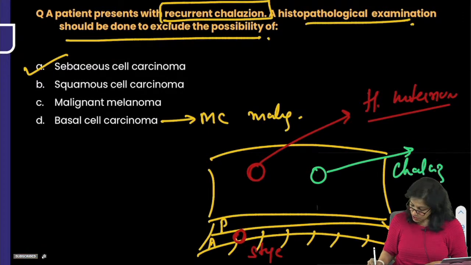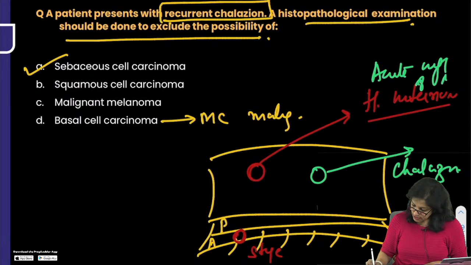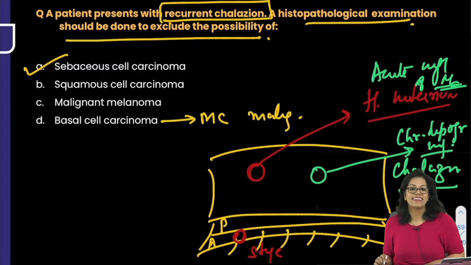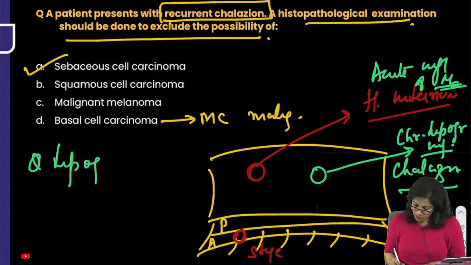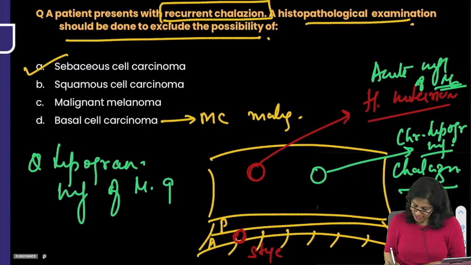Both are inflammation in meibomian gland. But this is acute inflammation of meibomian gland. It is called hordeolum internum, and chronic lipogranulomatous inflammation of meibomian gland is chalazion. It's a repeated question, so don't forget, lipogranulomatous inflammation of meibomian gland is your chalazion, right?